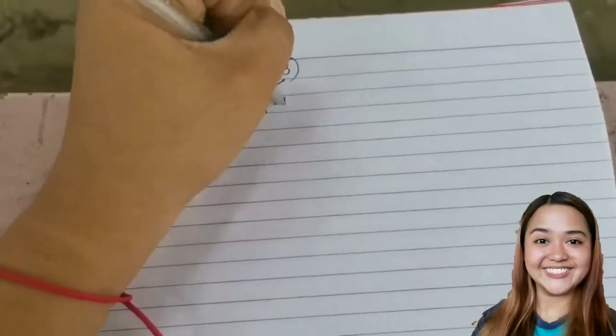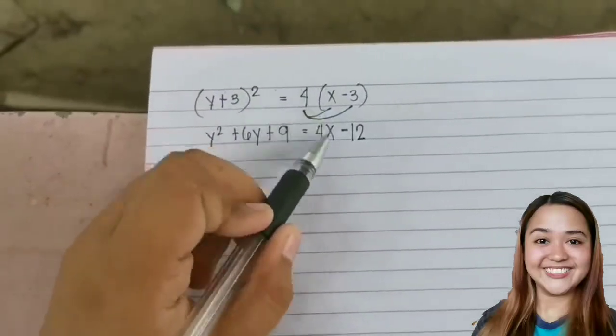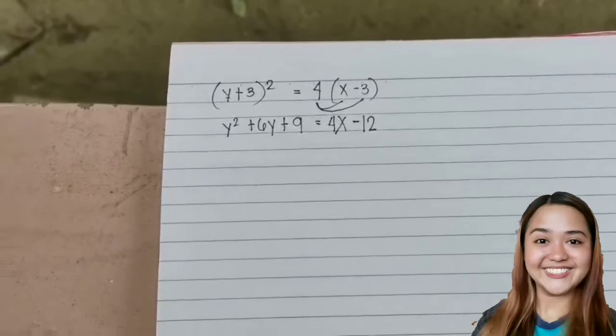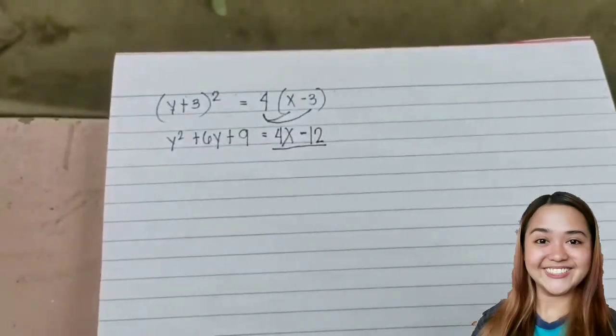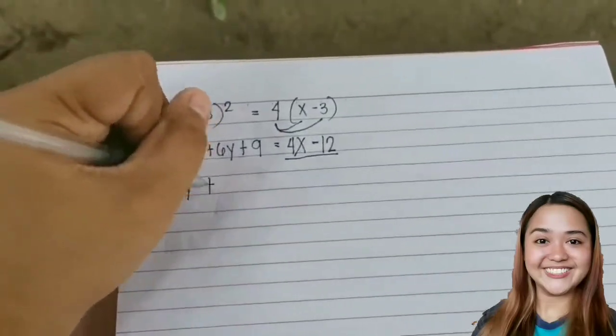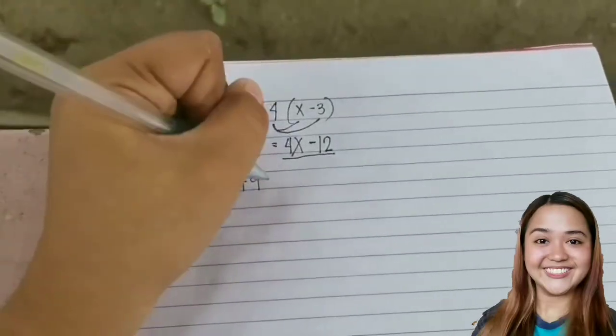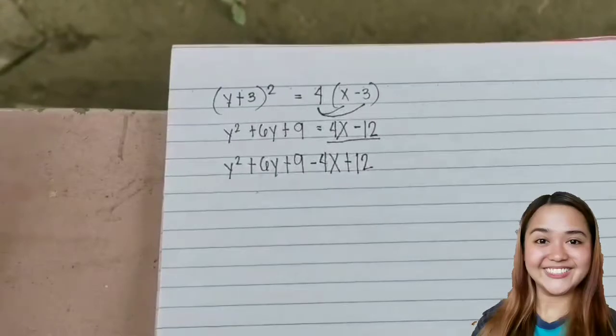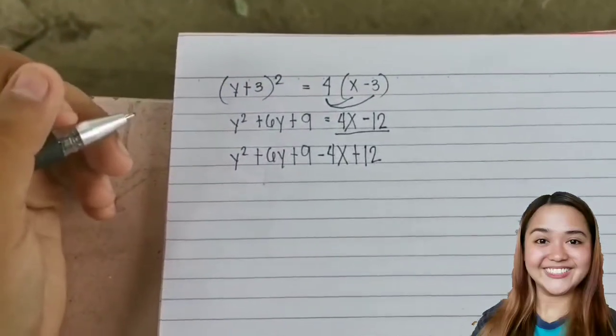Now multiply 4 times the quantity x minus 3. So 4 times x is 4x. 4 multiplied by negative 3 is negative 12. To make this equation a general form, we are going to move 4x minus 12 to the other side of y squared plus 6y plus 9. So we rewrite y squared plus 6y plus 9. From positive, it becomes negative 4x. From negative 12 to positive 12, equals 0.